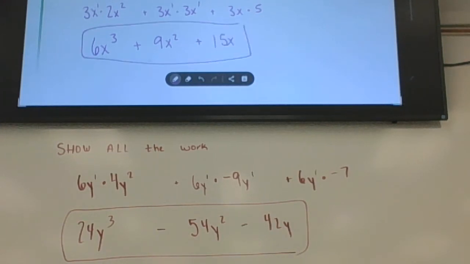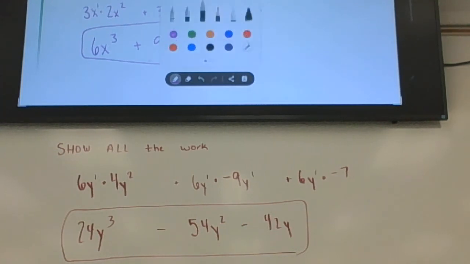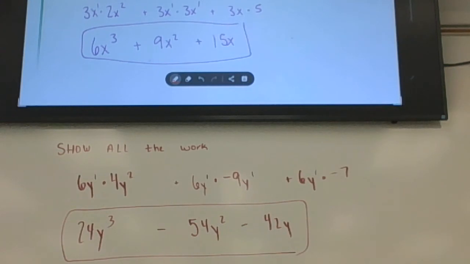Thumbs up if you got it right. Would it be 15x too? Not that time. Because when I look at how I have it written, it's 3x times 5. So if the 5 doesn't have an x, it's not going to become squared. Okay.